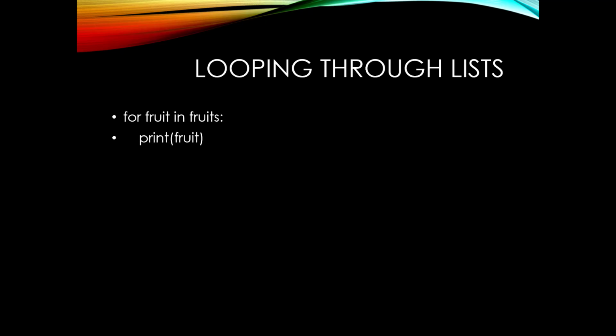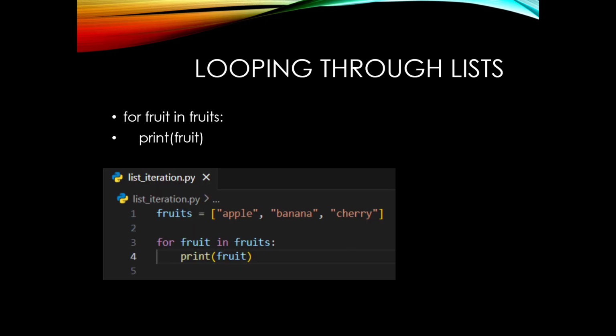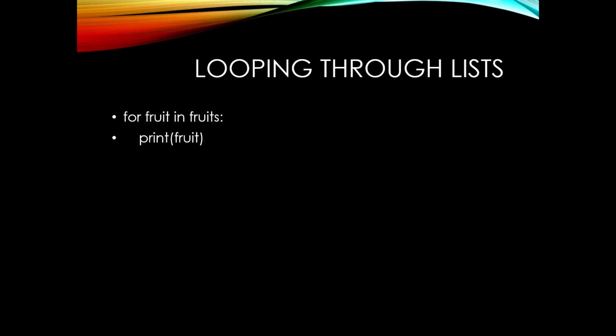Next, looping through lists. I guess we have gone through the concept previously. Let's take a look one more time. So for fruit in fruits: print(fruit). It's really simple, isn't it? Python is really simple. It will display all the fruits that are there in the fruits list.